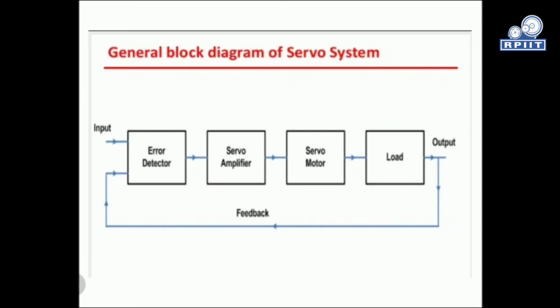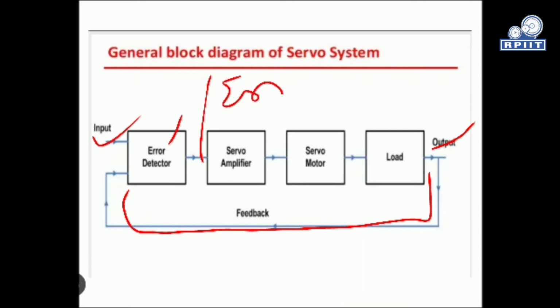Here we have the input and here the output, and this is our feedback element, as we are feeding the output back to the error detector. The error detector compares our input and output, and based on that comparison we get an error signal. That error signal should be amplified.